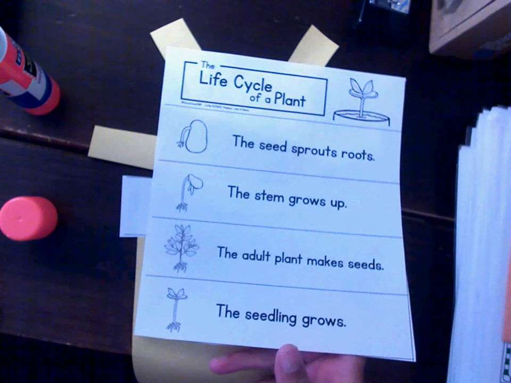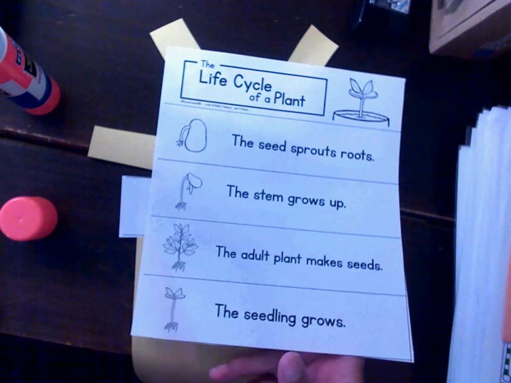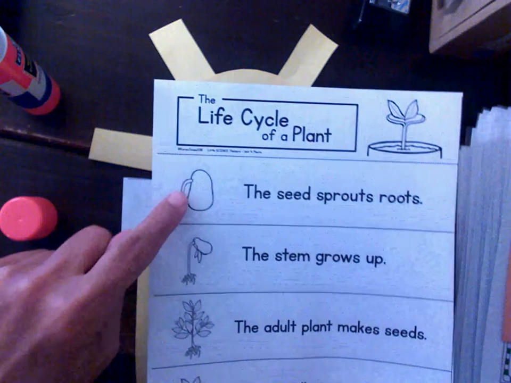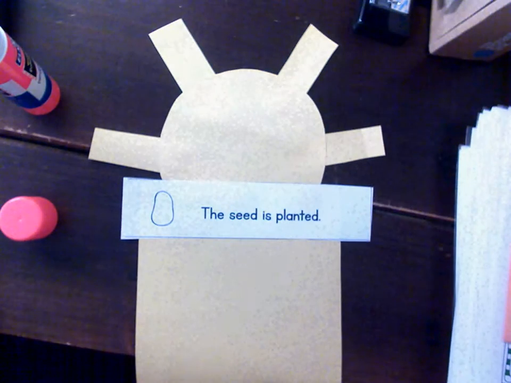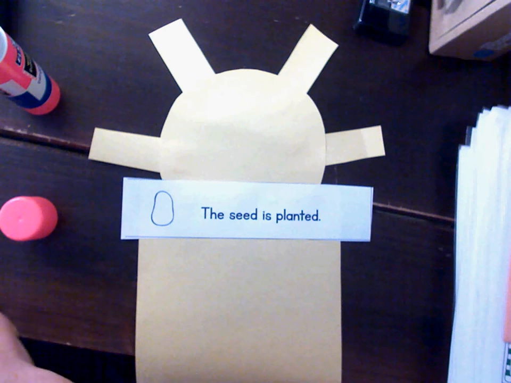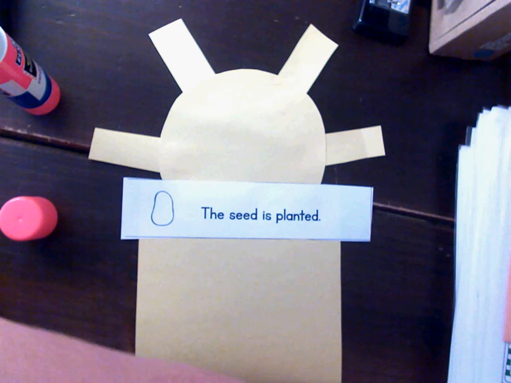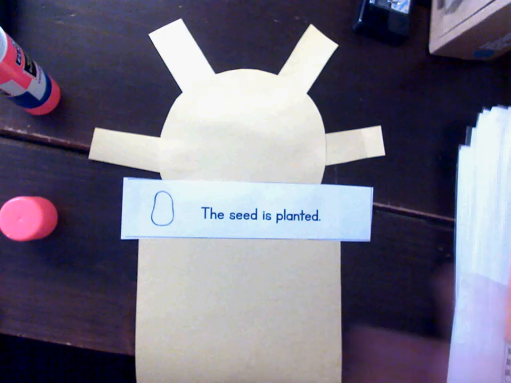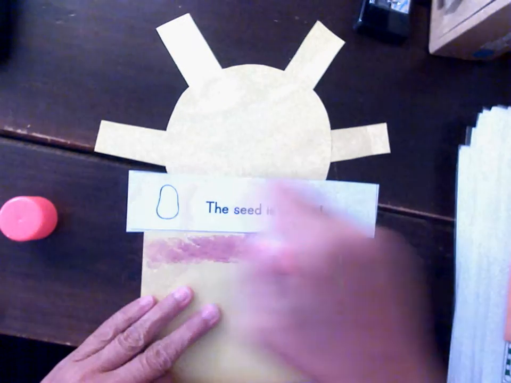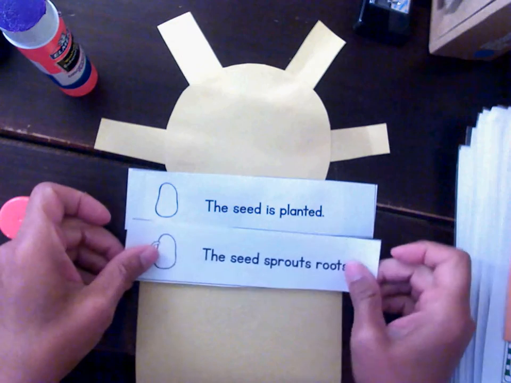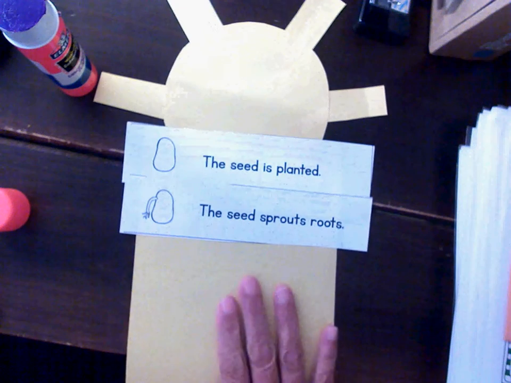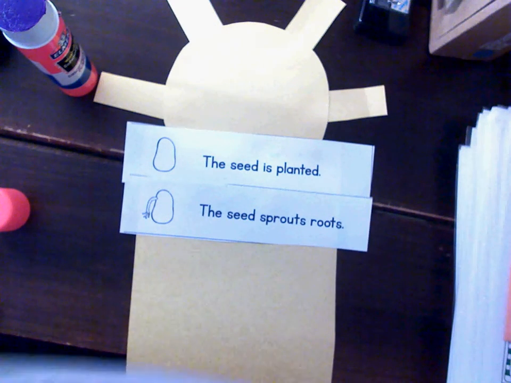Now, what comes next? So we've planted the seed. What comes next? If you said the roots come out, you are so smart. So we're now going to cut the picture of the seed with the little root coming out of the seed coat, and you are going to glue that just right down below what you've already done. So step number 2 in the life cycle of a plant is the seed is going to sprout its roots like that. Awesome.